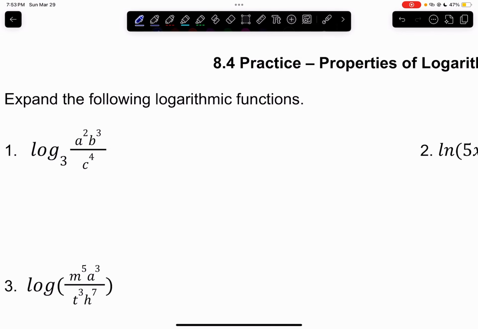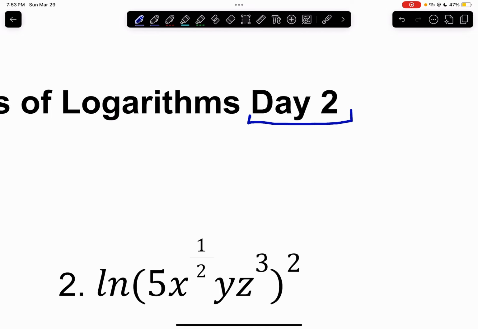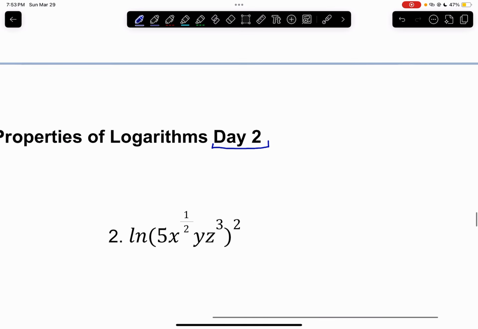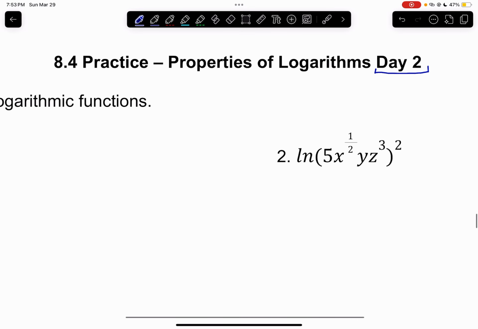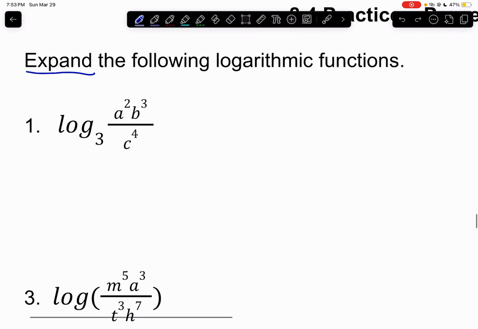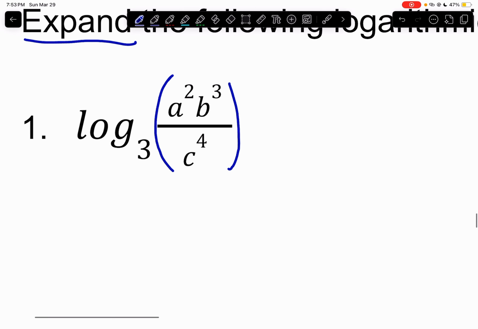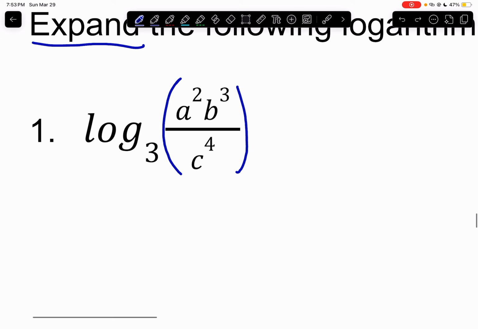Okay, 8.4. So basically 8.3, but just day 2 of it. Same topic, just longer, more complicated problems. Number 1 through 3 asks me to expand the following logarithmic functions. In other words, expand tells me I have a singular log, I need to expand it into multiple logs. To do that, I need to figure out all of the components of my argument, so I need to break this up into as many different parts as I can.